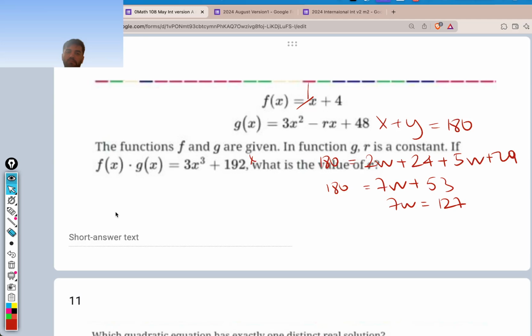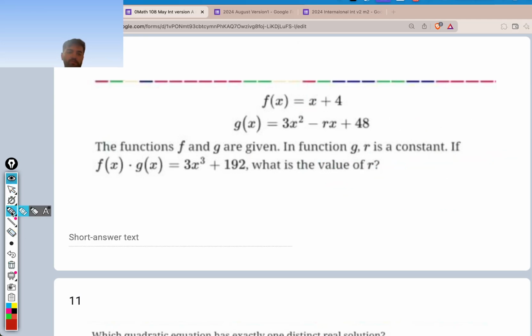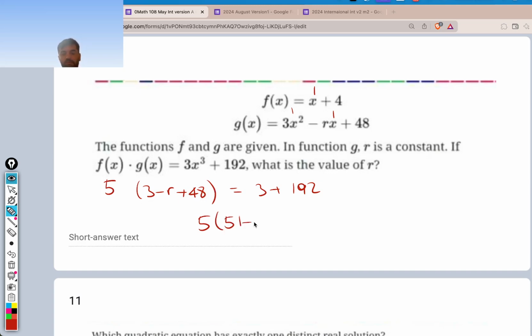It asks about 7w. Here, I recommend you write the number 1 instead of x, for example. So the first one will be 5. The second one will be 3 minus r plus 48. And this one will be 3 plus 192. 5 multiplied by 3 minus r, 51 minus r, is equal to 195. Then write that into Desmos and you will get its value. So 12. The answer is 12.